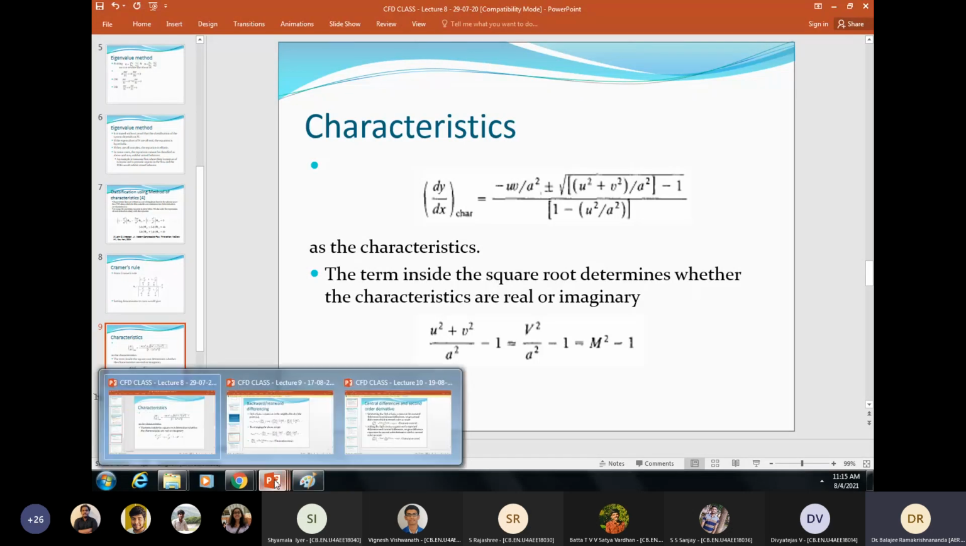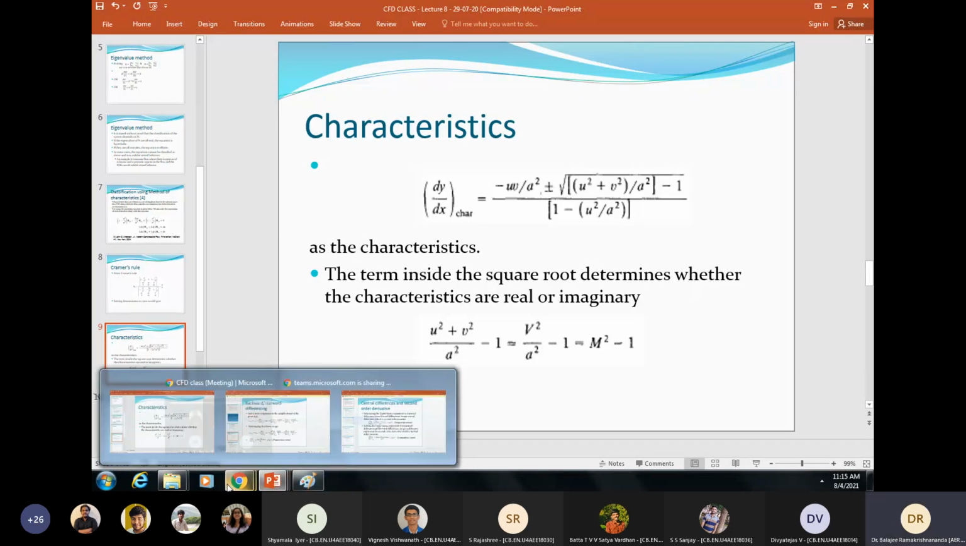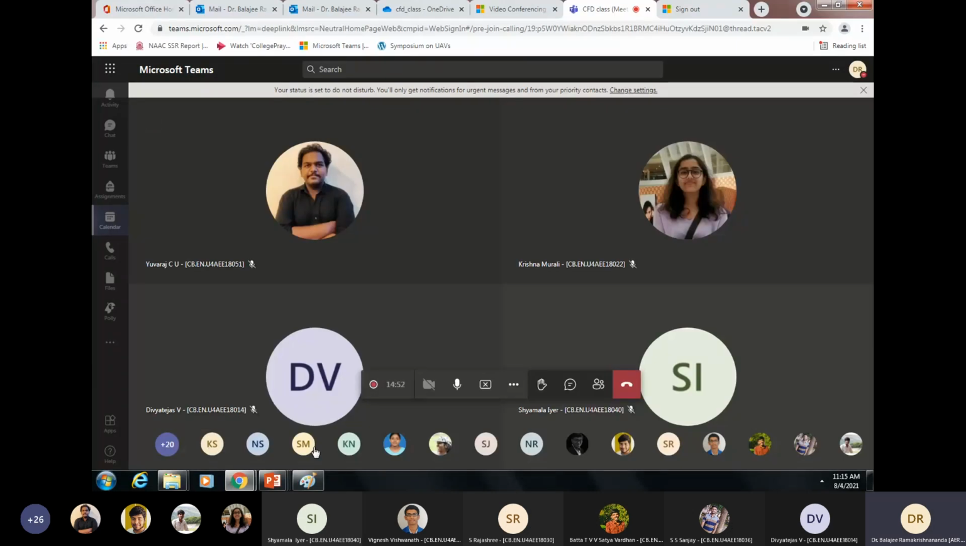Any doubts in this? No doubts. Shashank, any doubt? No, sir. Okay.